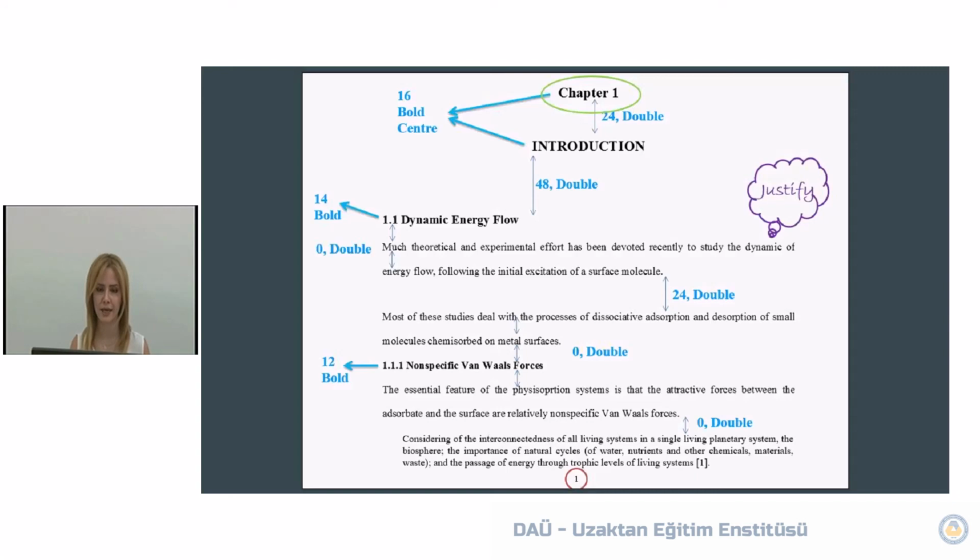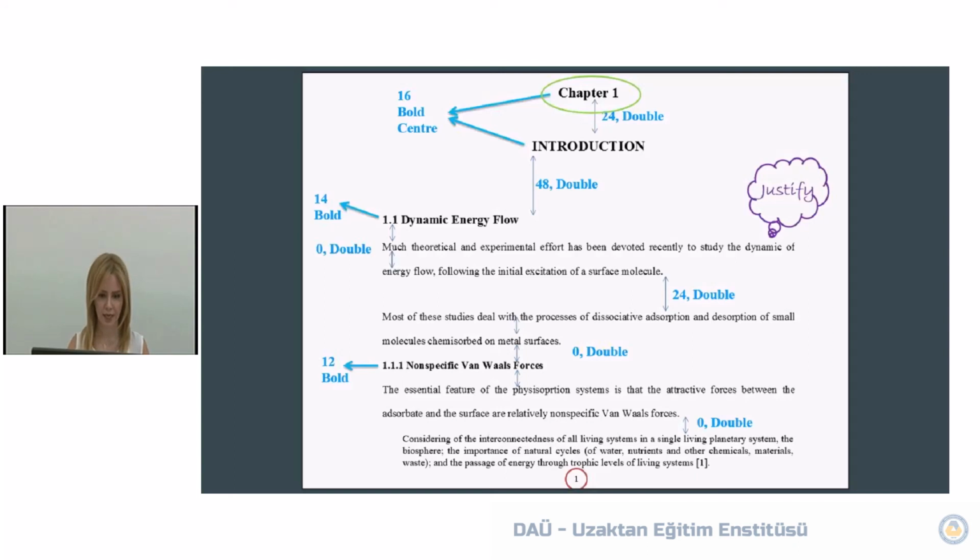We will have one space and write 1. Then from chapter 1 or chapter 2, 3, whatever it is, to the title of the chapter should be 24 and double spacing. The title of the chapter should be 16, bold, center, and all in capital letters. And from the title of the chapter to the first line, here we have a title, again a title, or we can have a paragraph here. Whatever it is, the spacing should be 48 and double.